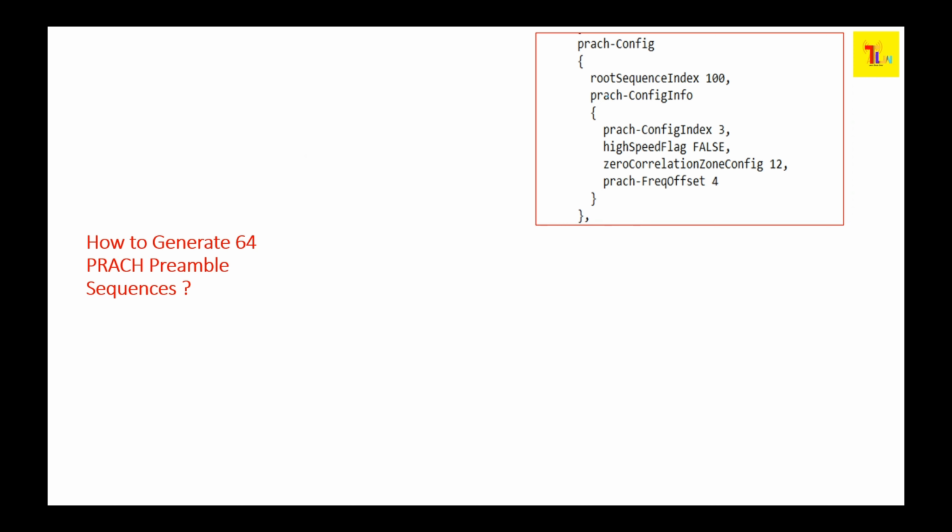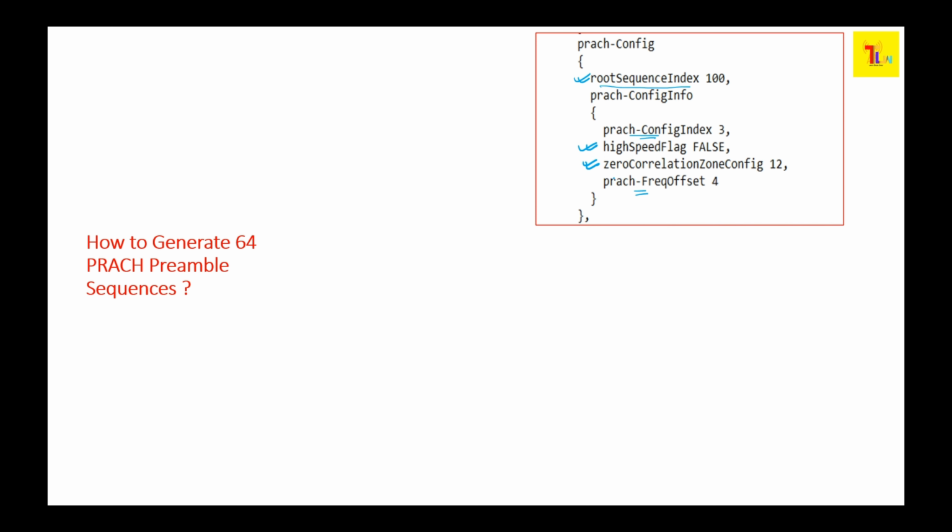root sequence index. PRACH config index we have already discussed, and PRACH frequency offset already discussed. We are going to discuss root sequence index, high speed flag, and zero correlation zone, which are going to help in generating the 64 PRACH preamble sequences. I will go with the technical definition, and I will take an example also of how we can define these three.